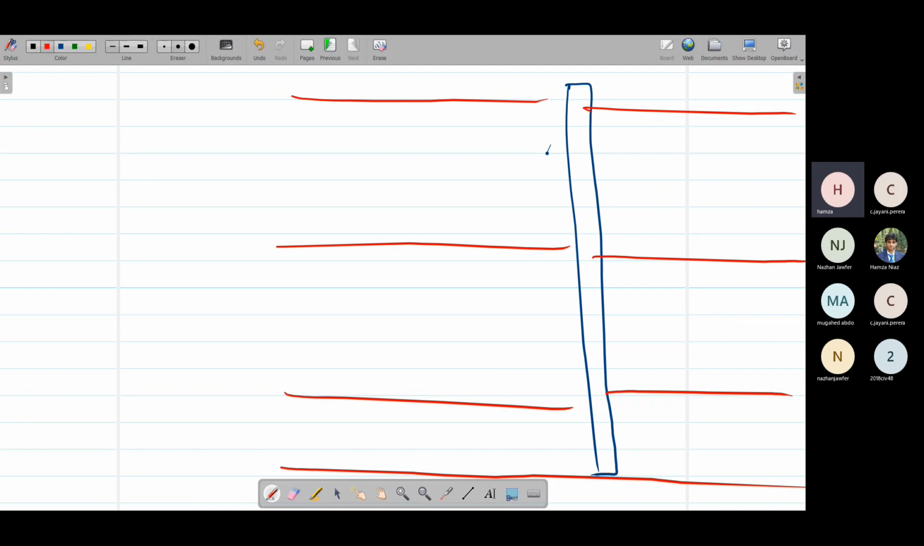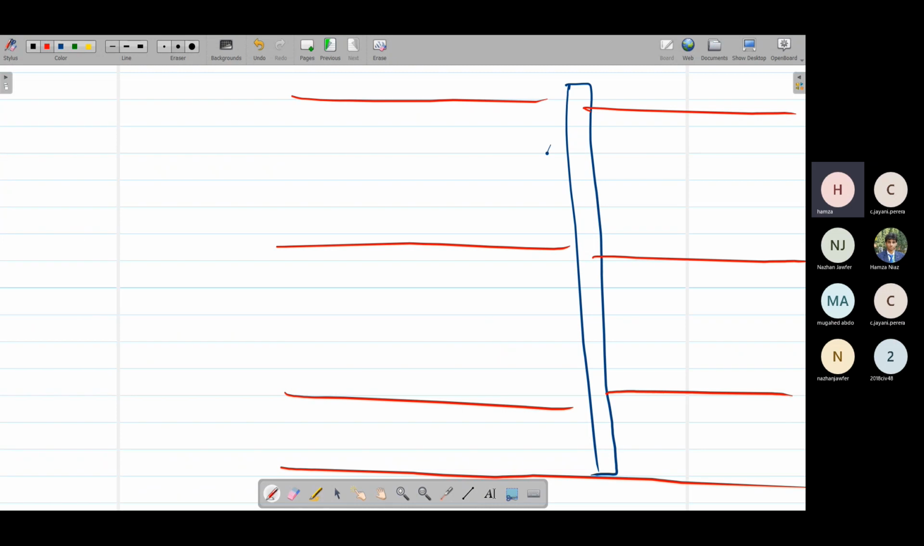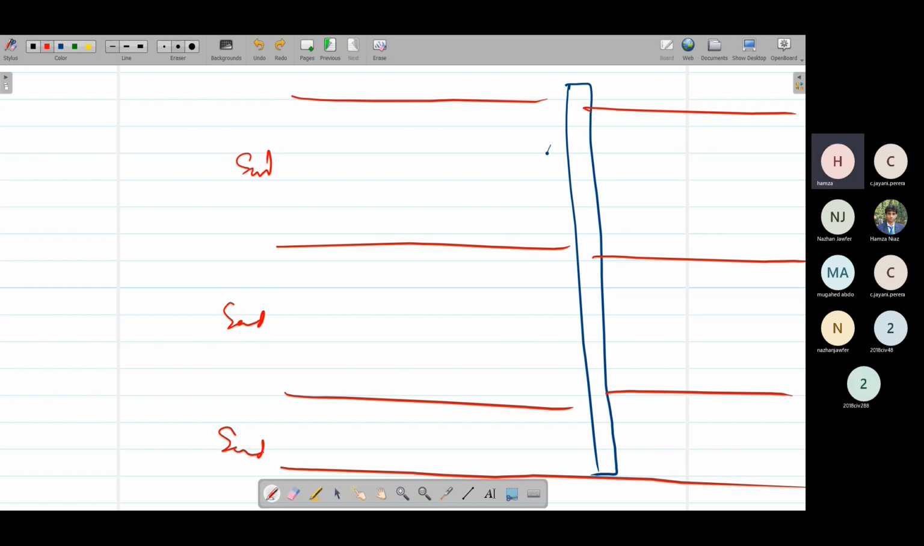It is up to our own discretion that if you want to use critical depth, use it. Otherwise, don't use it. But it is preferable to use for sandy. If all the layers are sand, use this. If any layer is clay, do not use the critical depth. Critical depth is only applicable for sandy layers. What I meant to say is if all the layers are sand, just use critical depth. If any one of the layers is a clay layer, don't use critical depth concept.